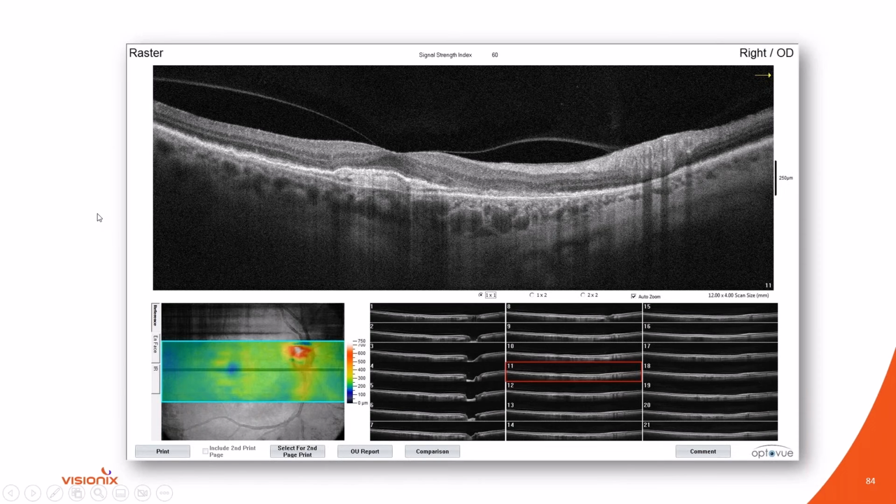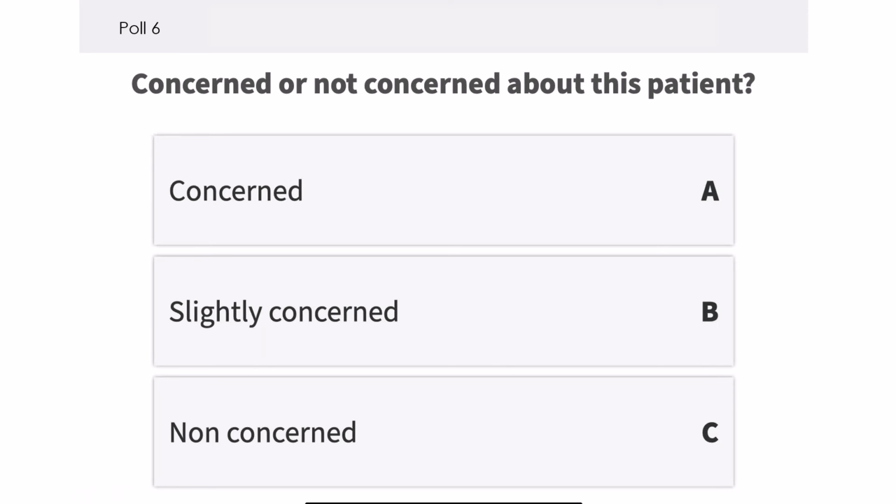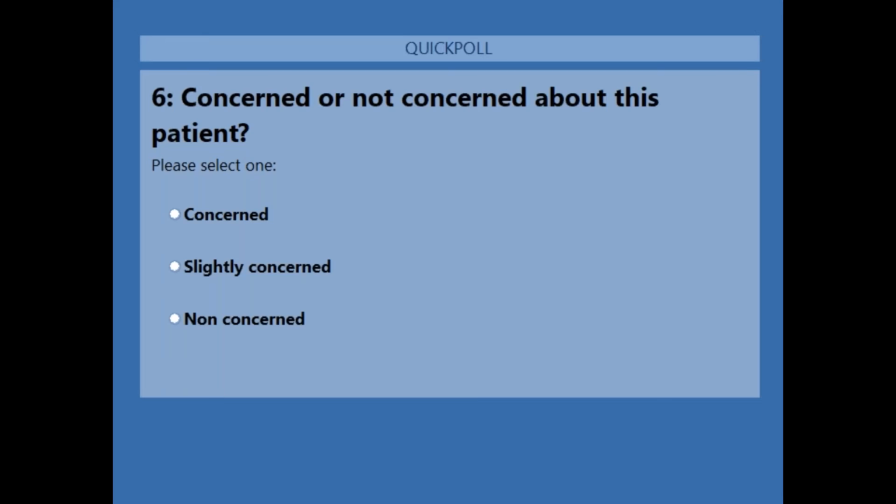So in this 71-year-old patient, there's the OCTs. Are you concerned? Are you slightly concerned? Are you not concerned at this point in time? Adam, let's go ahead and launch the polls. Again, you guys saw the photos. You saw the OCTs. Vision, again, 20/25 minus on the referring exam, 20/30 plus, 20/40 plus on the exam when I saw this patient. Again, we're really determining, is this dry macular degeneration? Is this wet macular degeneration? Adam, let's go ahead and close the polling.